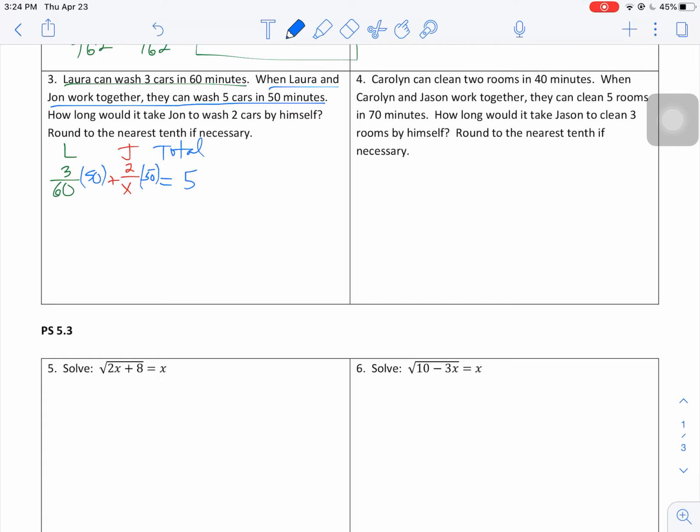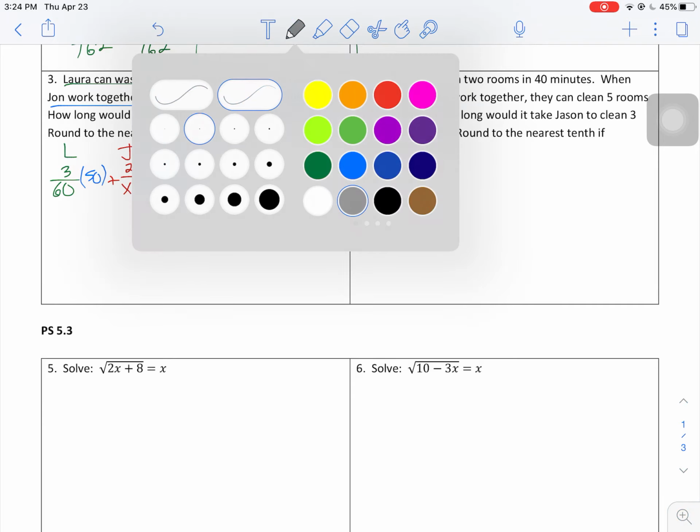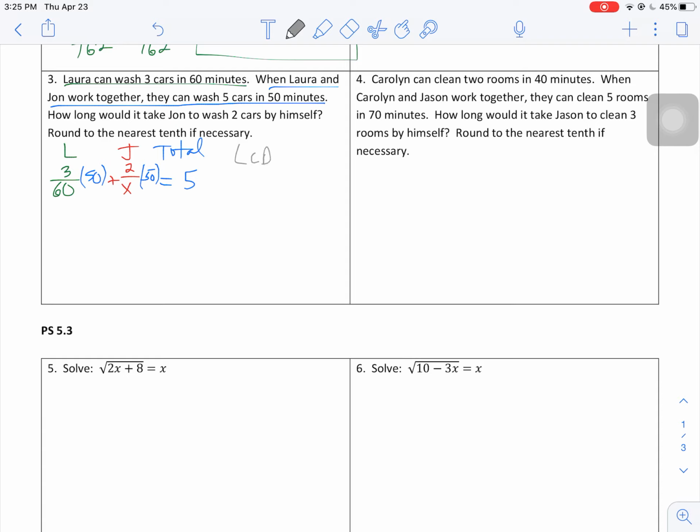So again, the top of the fraction is number of jobs divided by the amount of time, and then times the time it takes them working together to complete their total jobs. So the 50 is them working together, and the 5 is the total jobs. As far as solving this, our least common denominator should be 60x. So we're going to want to multiply everything by 60x in order to get rid of all of the fractions.